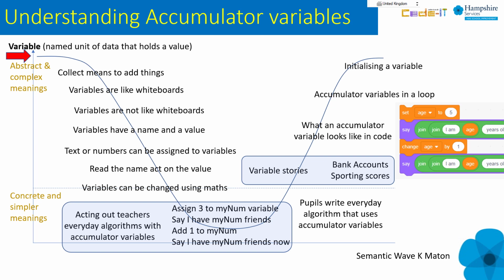At the bottom we have pupils acting out concrete examples. Then the curve to the right is where we repack meaning to get back to the fullest meaning. Variable stories, concept in code, variables in a loop, initialization. In the rest of the video we're going to unpick this even more.